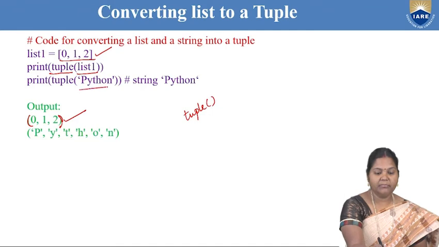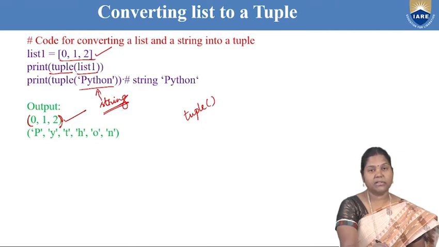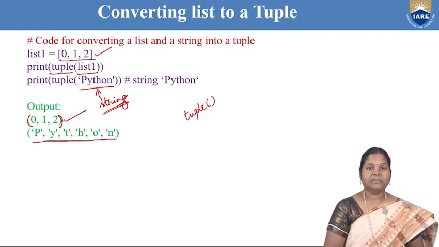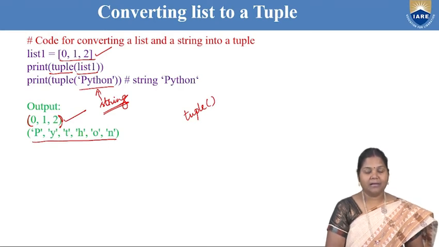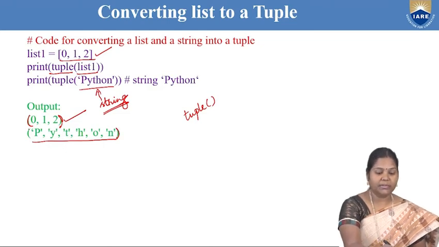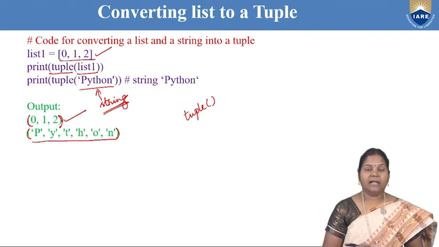Similarly, if you give a string, we are doing string to tuple conversion. Python is a string you are giving to the tuple method. You can see here that the elements of the string are separated by commas and enclosed within parentheses. This way a list and a string can be converted into a tuple.